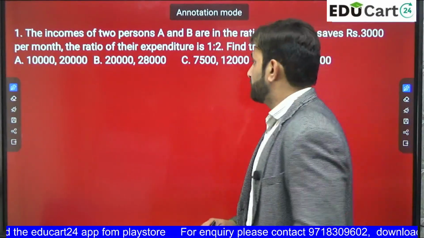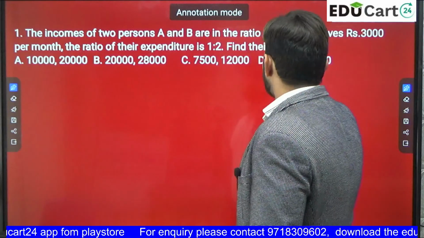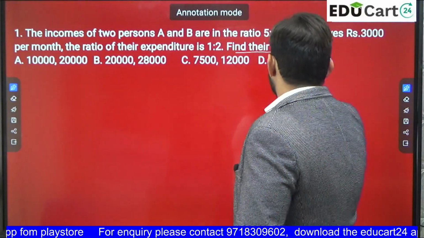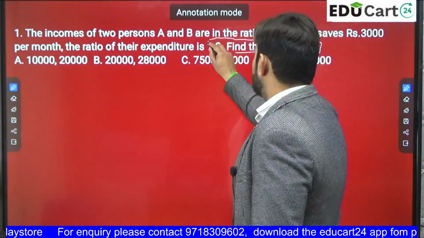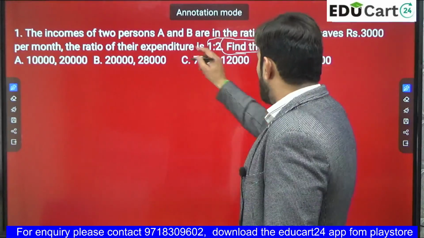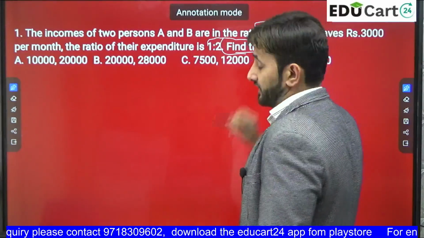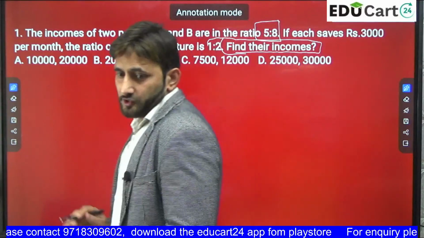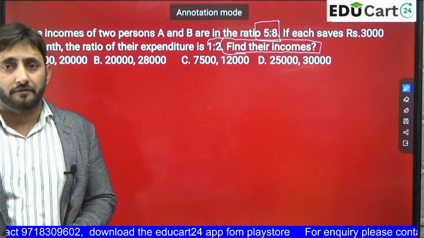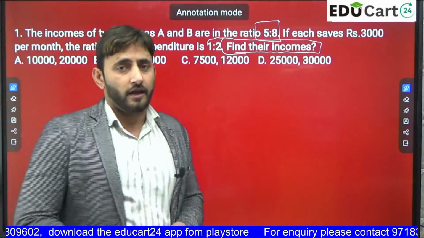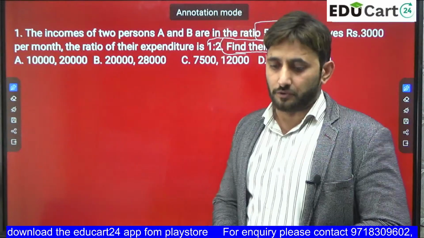Their income ratio is 5 is to 8, and we have to find their incomes. So my dear, which option is in the ratio 5 is to 8? Quickly check. The income has to be in the ratio 5 is to 8.